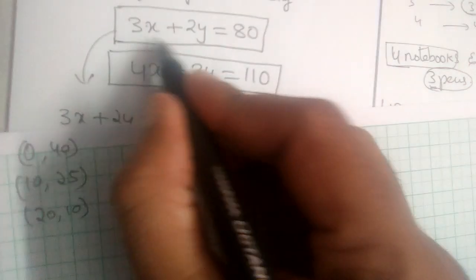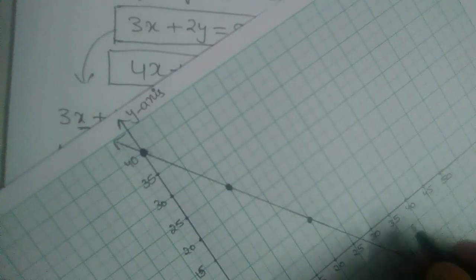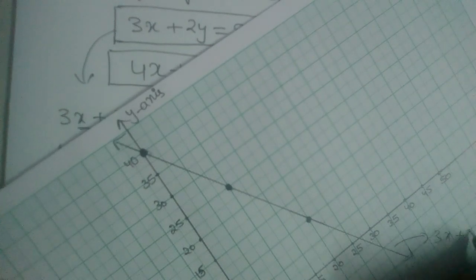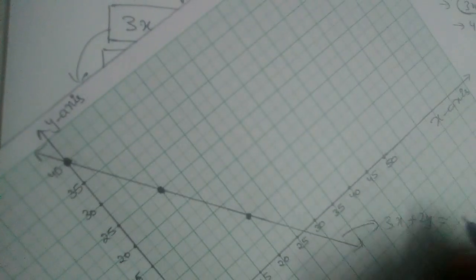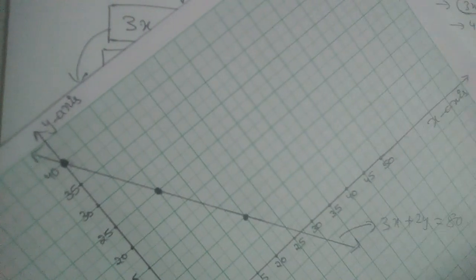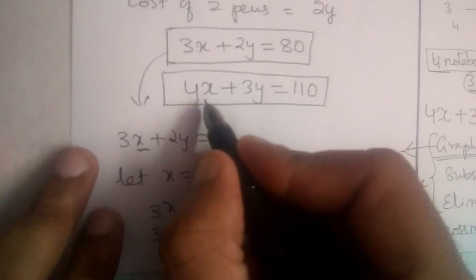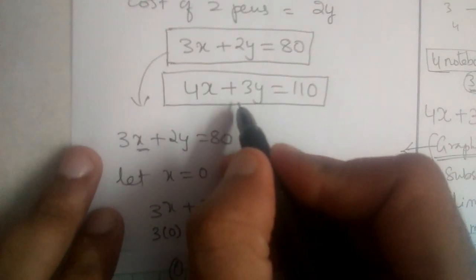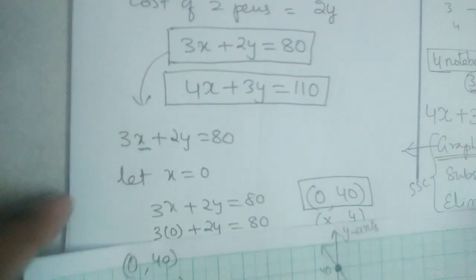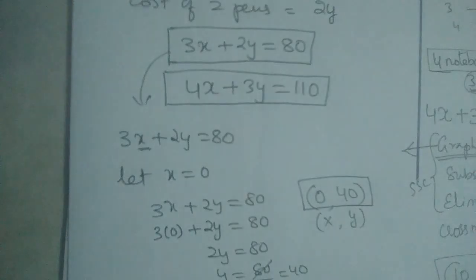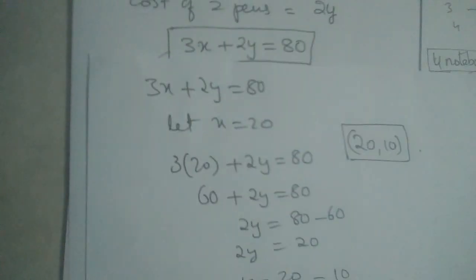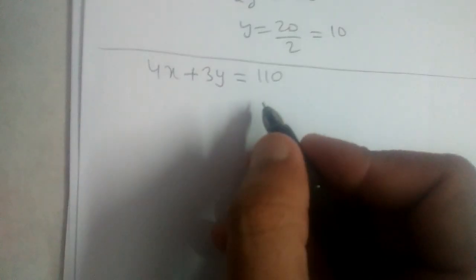What is the first equation? 3x plus 2y is equal to 80. So this is the graph for 3x plus 2y is equal to 80. Like this, we should draw the graph of the second equation also: 4x plus 3y is equal to 110. Let us do that. The next one was 4x plus 3y is equal to 110.